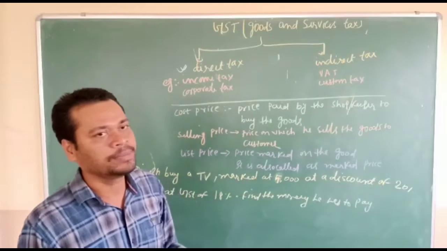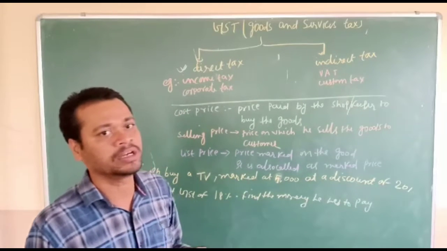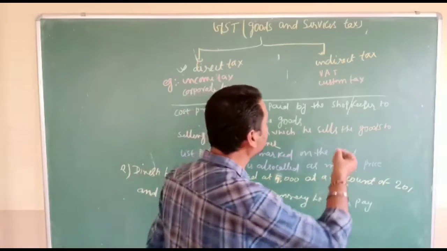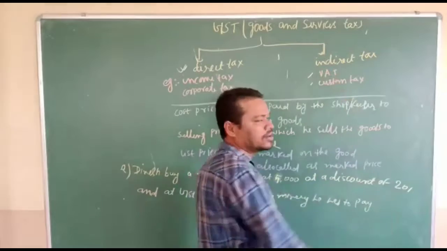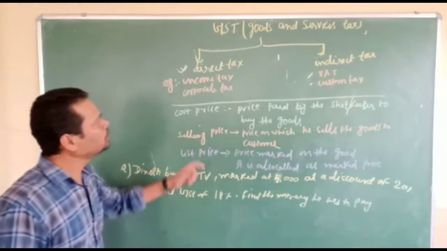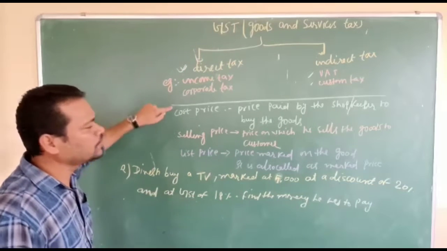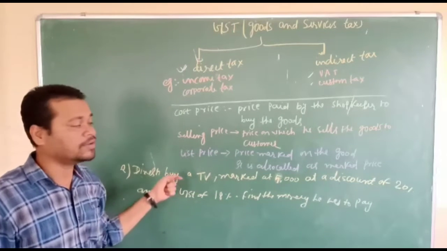Why indirect tax? Because we are not paying directly to the government, rather we are paying through an agent. There are various types of indirect tax, like VAT, customs tax and so on. But before I go deep into GST, we will discuss a few terminologies which are important in our chapter.